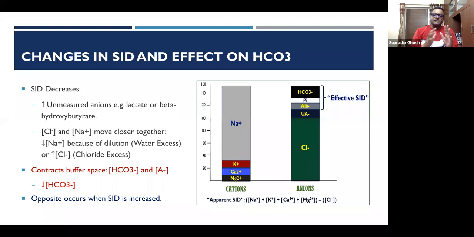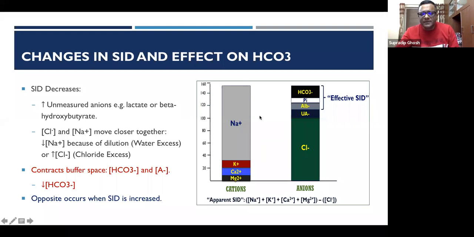Now we talked about the SID, strong ion difference. What happens if the strong ion difference is decreased? First of all, how can strong ion difference be decreased? Either the sodium must decrease or chloride should increase. Do you agree? SID can decrease only if the chloride ion and sodium ion move closer together, either because the sodium ion has decreased because of water excess, or chloride ion has increased because of chloride excess. The other reason why the SID can decrease is because the unmeasured anions, the lactate and beta hydroxybutyrate, have increased in amount.